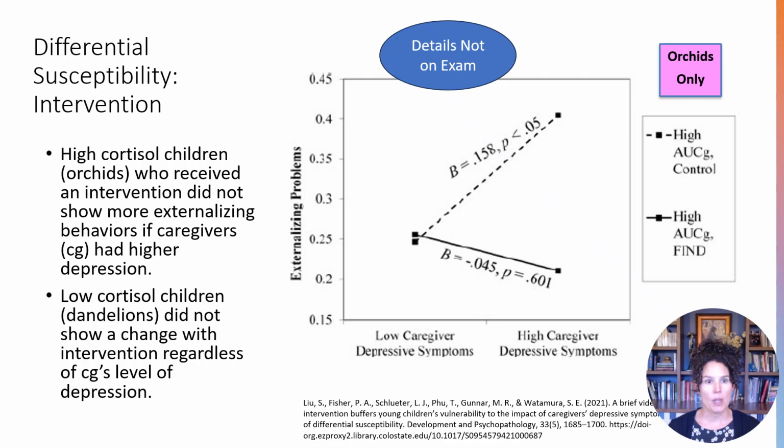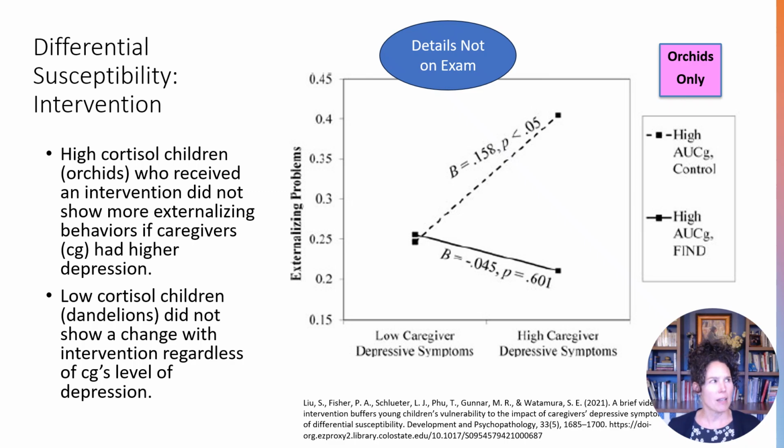And then they put them all through an experimental design where they were either just assigned to be a control group or an intervention group that received what was called the kind intervention, which was 10 in-home visits that were a combination of videotaping caregiver-child interactions and then coaching them on how to be better parents.